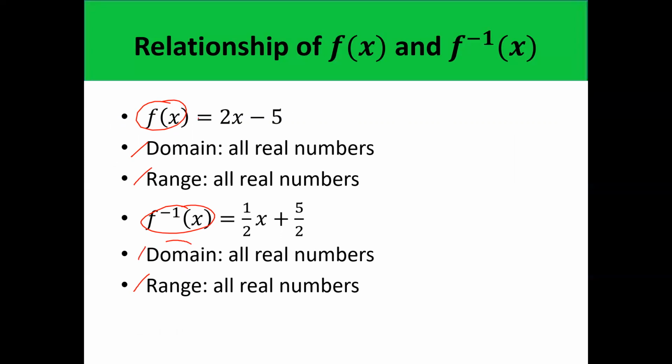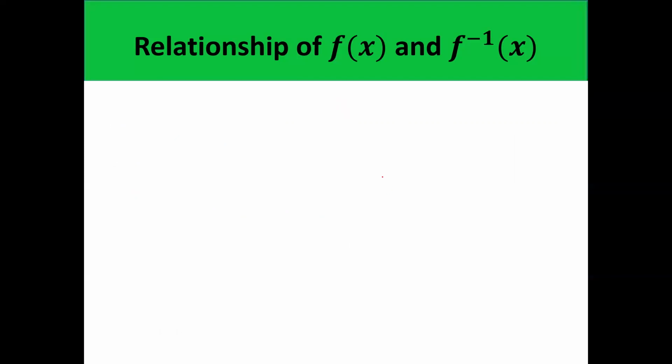Now, notice that the original function f is a linear function. The resulting inverse is also a linear function. So that's why the domain and range are both all real numbers. So this is not a good example for the property that the domain of f is the range of f inverse and the range of f is the domain of f inverse. Okay, so let's have a better example for that property.